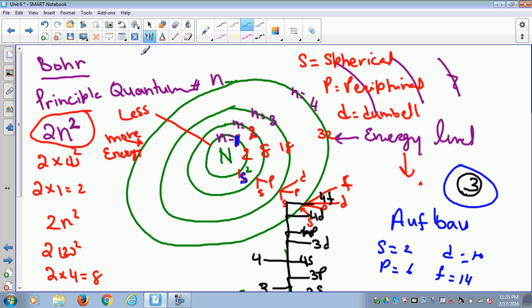Why would I go to S? Because S has less energy than P, which has less energy than D, which has less energy than F, and electrons always start from the lowest energy level. So I put 2 in here, and I jump up.